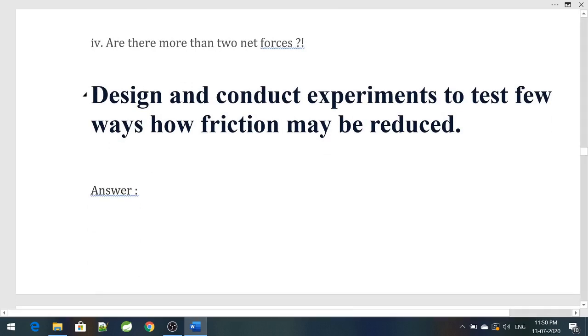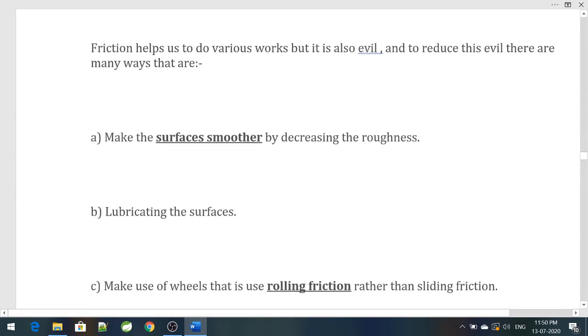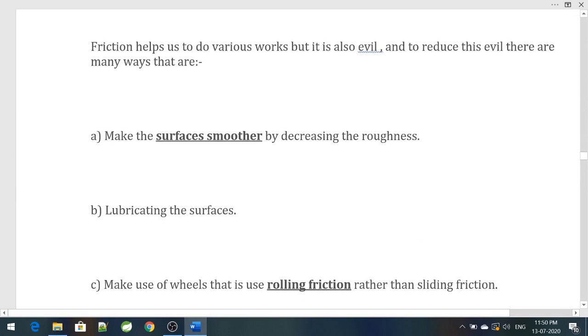Design and conduct experiments to test a few ways how friction may be reduced. In some ways, in some places, we need to reduce the friction. So what are the experiments we can conduct? So these are the things. Friction helps us to do various works, but it is also evil. In what way is it evil?